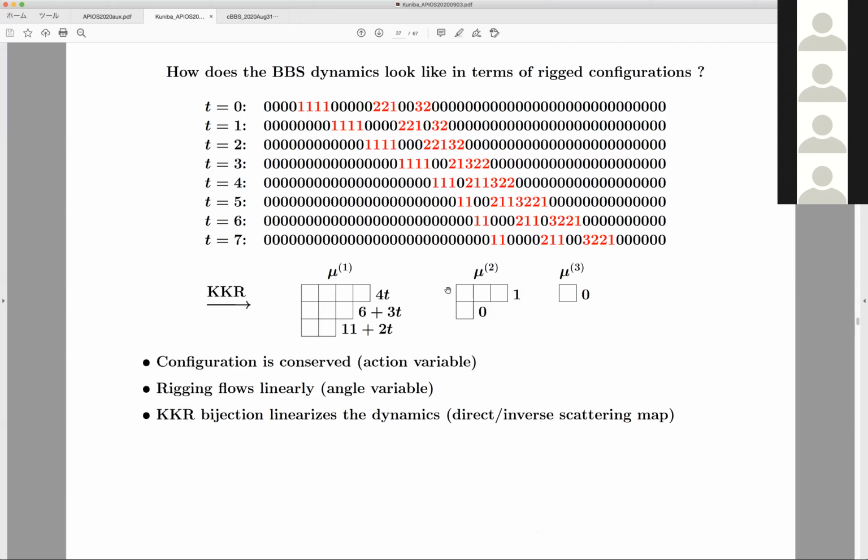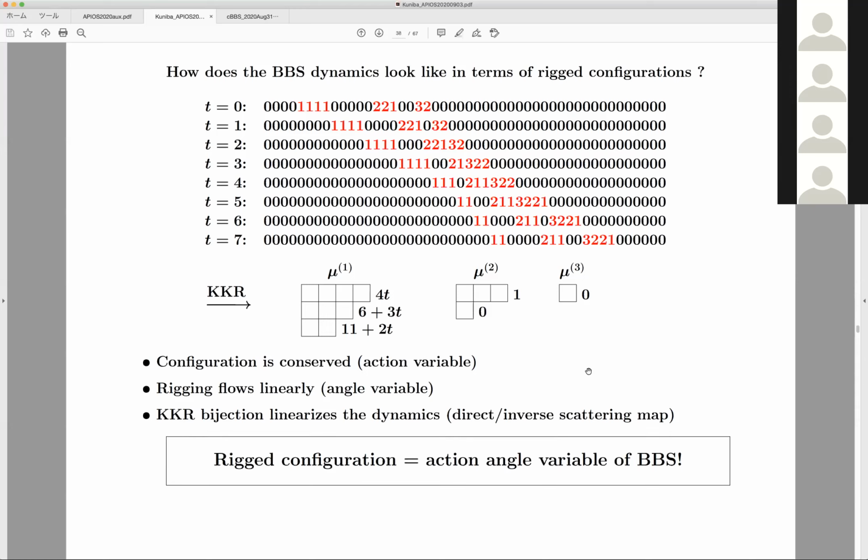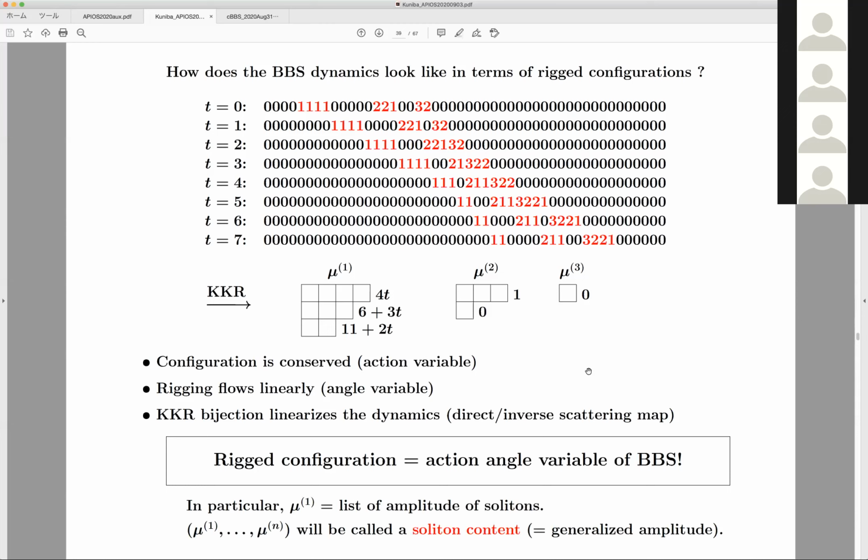On the other hand, these riggings, look at this t dependence, flow linearly. So they play the role of angle variables. And the KKR bijection achieves the linearization of the dynamics. In short, the rigged configuration is nothing but the action-angle variable of the box ball system. This fact was noticed in 2002. So in particular, the first Young diagram here has a very simple meaning: it's a list of the amplitudes of solitons. Here you see that the amplitudes are 4, 3, and 2, and the Young diagram is 4, 3, and 2.